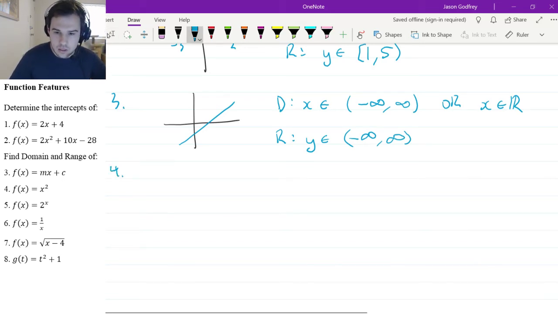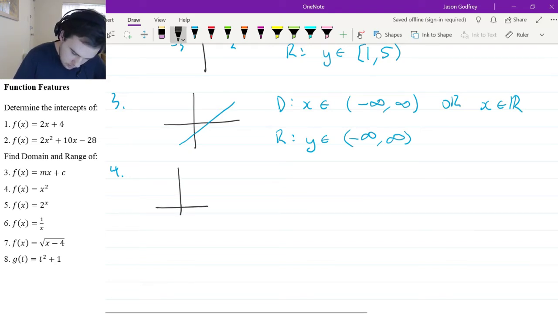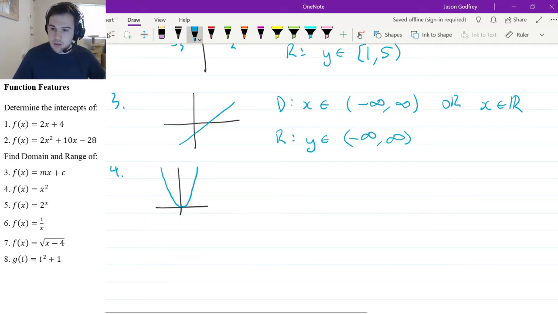Okay, 4. f of x is x squared. So again, if you know what these graphs look like, you might like to draw up a little sketch. So x squared is going to be a parabola that looks something like that.